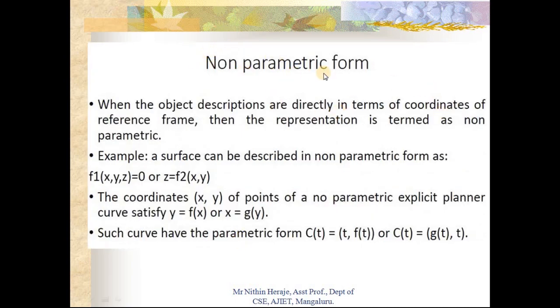Now let's see what is non-parametric form. If the object description is directly given with the coordinates of a reference frame, that is directly the values of x, y and z, then the representation is non-parametric. The form is something like this: f1 of x, y, z equal to 0, or z equal to f2 of x, y. For non-parametric, the curve has the form like C(t) equal to t into f(t), or C(t) equal to g(t), t.